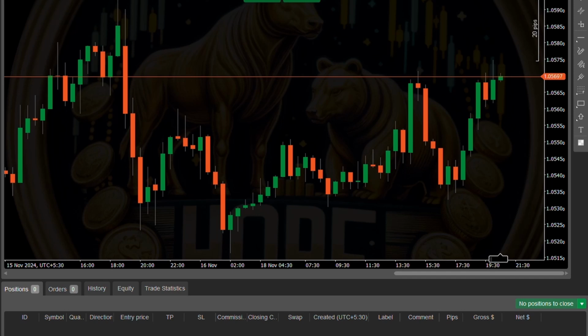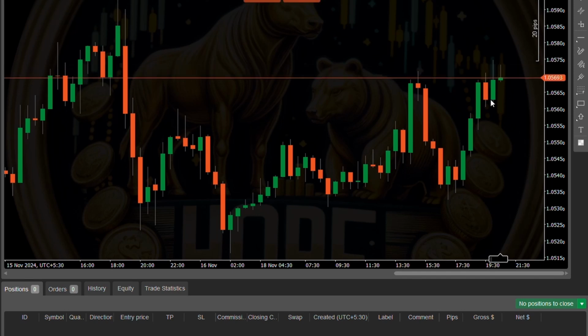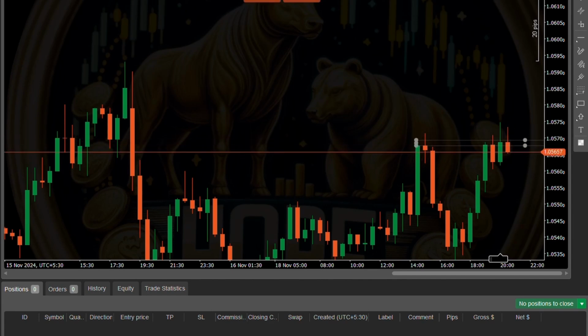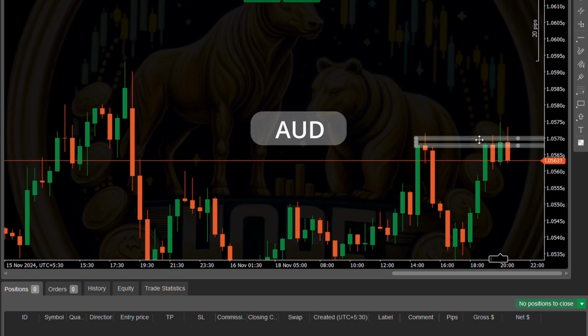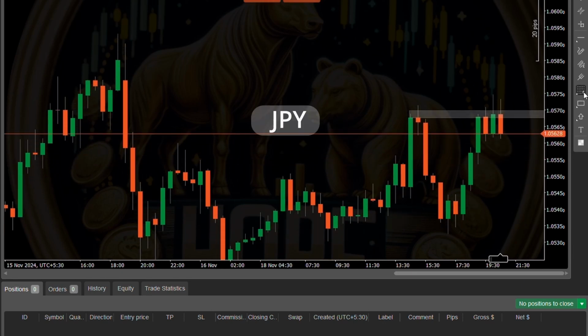For example, here the Sydney and the Tokyo market is overlapping. So the currency pair which is best to trade at this point in time is Sydney, which is Australia. So it will be the Australian dollar, and the Tokyo is the Japanese yen.